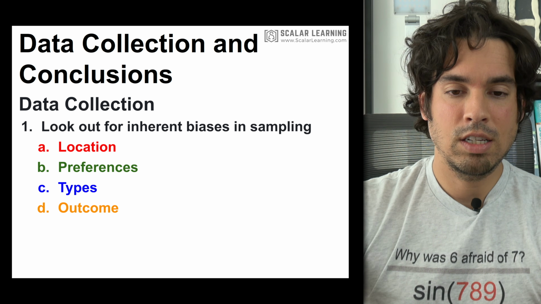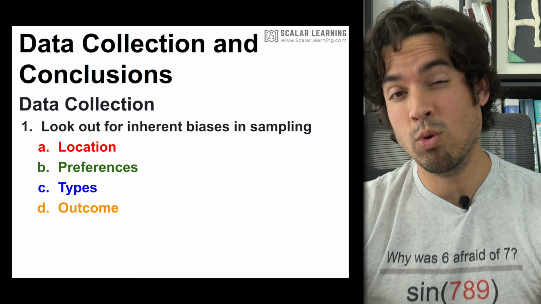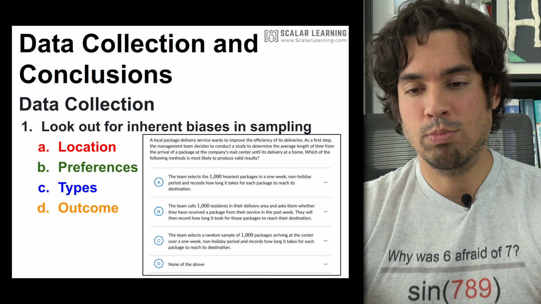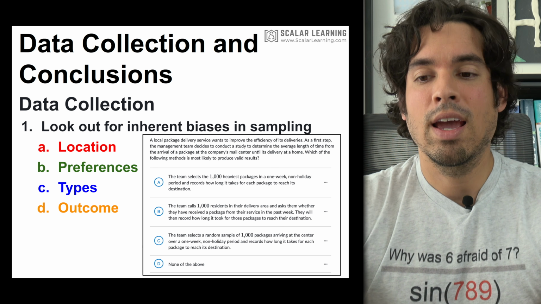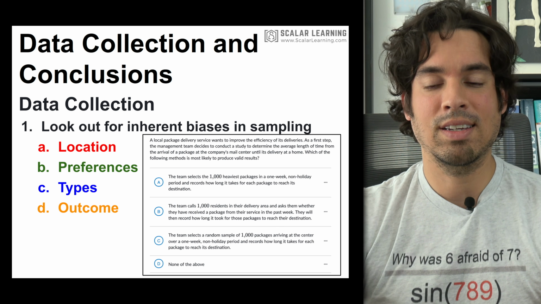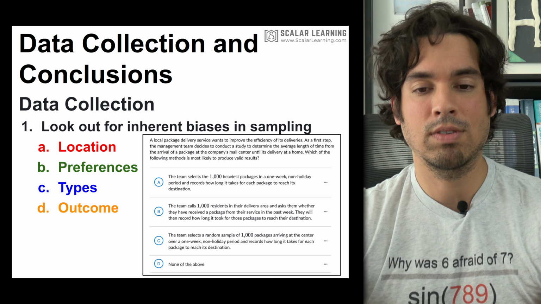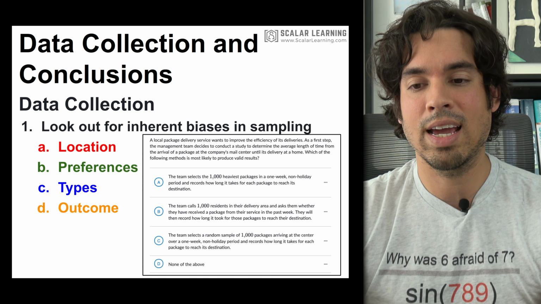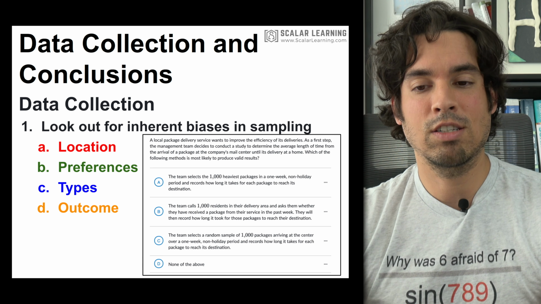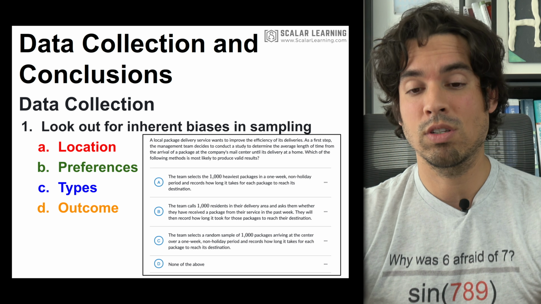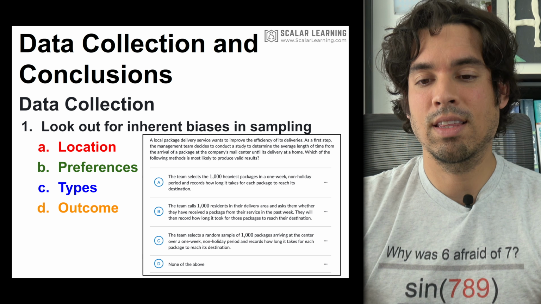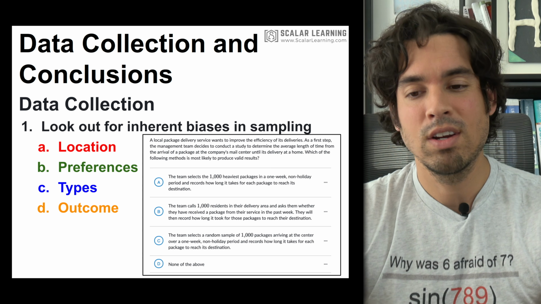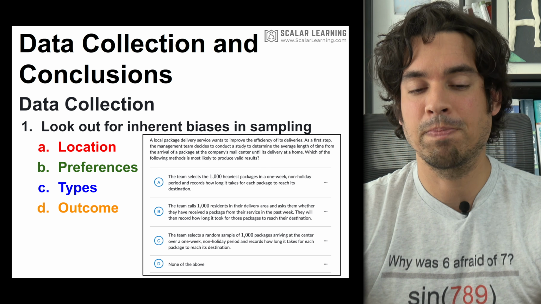So again, we've got these possible biases, and we're going to go through one more example just to continue to clarify. A local package delivery service wants to improve the efficiency of its deliveries. As a first step, the management team decides to conduct a study to determine the average length of time from the arrival of a package at the company's mail center until its delivery at home. Which of the following methods is most likely to produce valid results? So first it says the team selects the 1,000 heaviest packages in a 1-week non-holiday period and records how long it takes for each package to reach its destination.